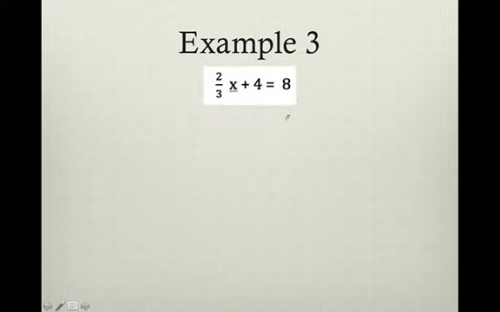Okay, a little different problem. We have a fraction in there. Remember, fractions are your friends. Don't be afraid. Same situation. 2/3 times x. Best friends joined at the hip. This has to go.